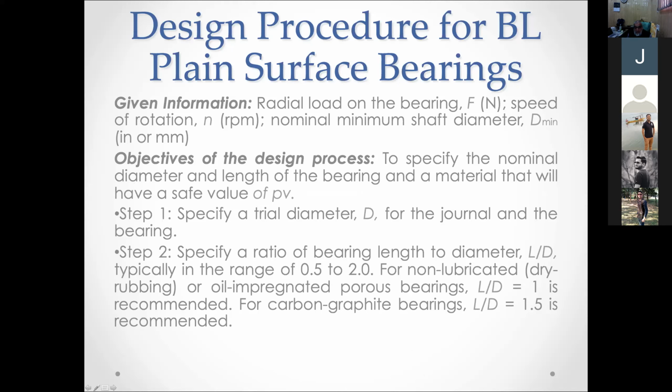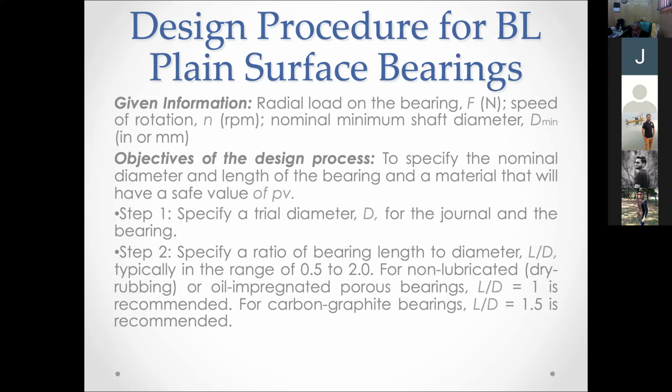So you can select, depending upon the space available, L by D equal to 1, L by D equal to 0.5, L by D equal to 1.5, it depends upon you. Generally, for oil impregnated bearings or porous bearings, we select L by D equal to 1. For carbon graphite bearings, we select L by D equal to 1.5. Because I told you carbon graphite bearings have higher capability of temperature.